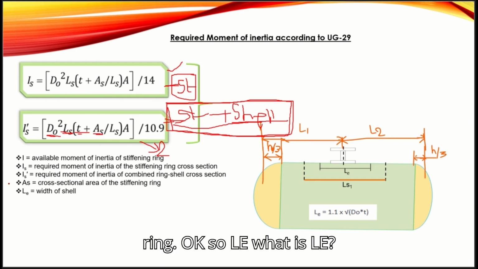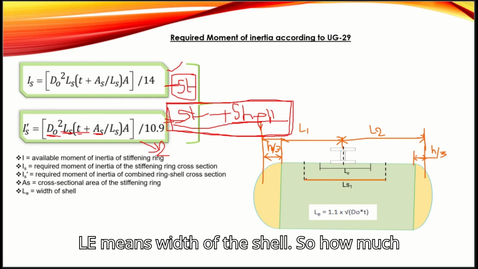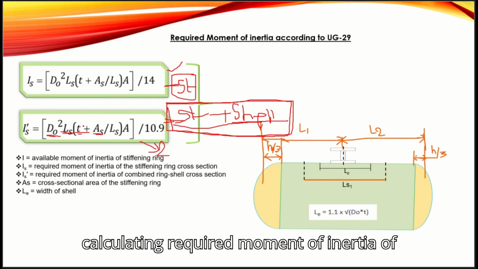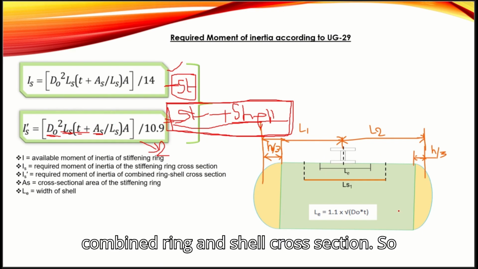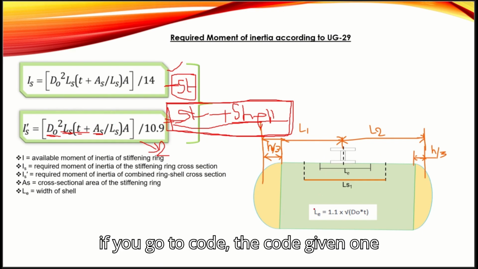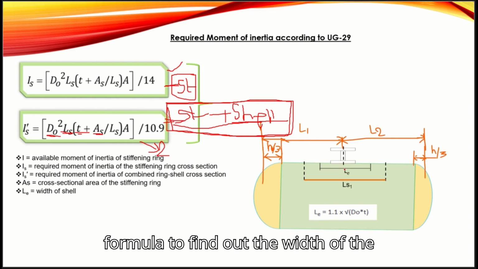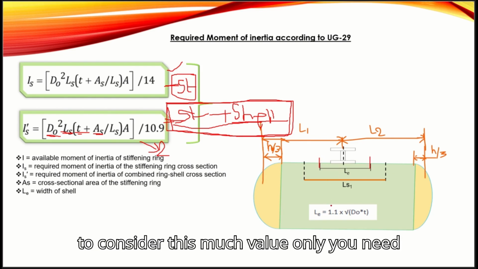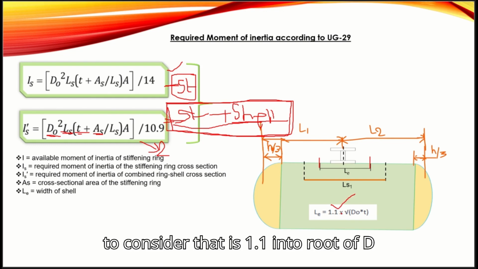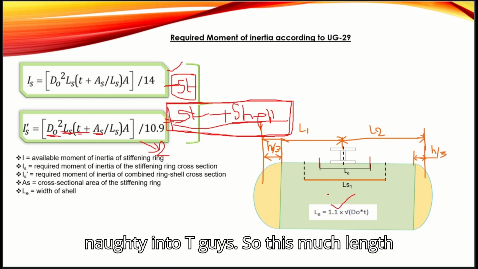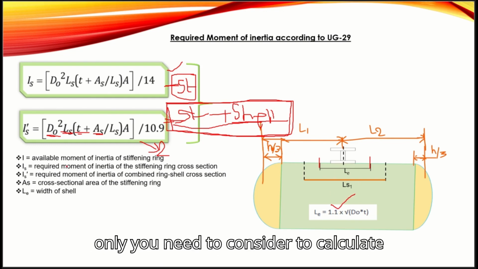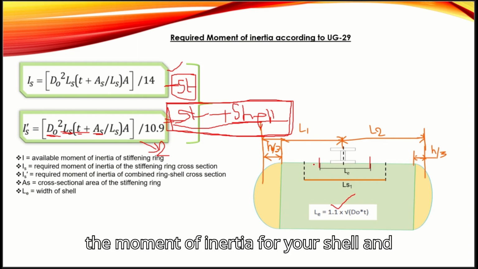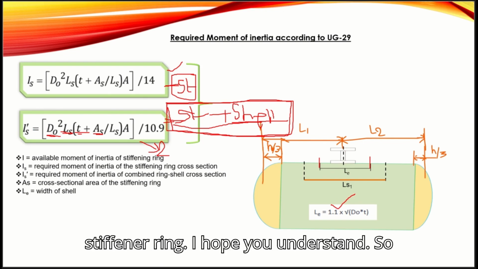Okay. So LE, what is LE? LE means the width of the shell. How much width do we need to consider while calculating the required moment of inertia of the combined ring and shell cross section? If you go to the code, the code gives one formula to find the width of the shell. This much length only you need to consider, that is 1.1 into root of d naught into t, guys. So this much length only you need to consider to calculate the moment of inertia for your shell and stiffener ring. I hope you understand.